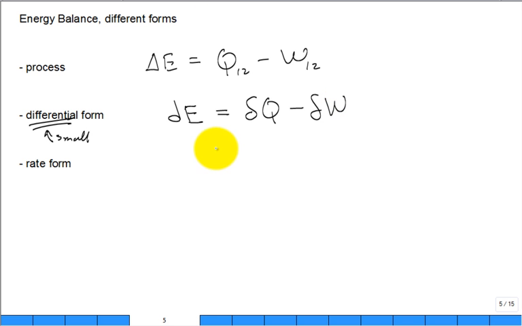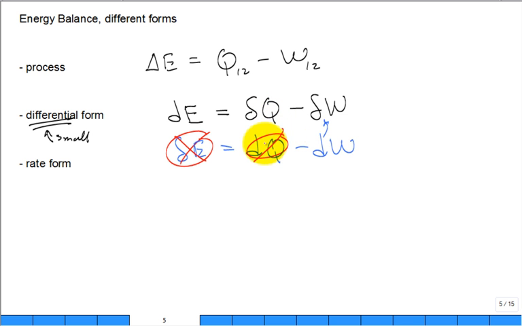Professor, why don't we write dQ minus dW? Why is this funny delta there in front of the Q and the W, and not a delta E? Because they're non-property. That's right. This is incorrect syntax-wise because it's a property, it's a d difference. This is incorrect here and incorrect there. So we want to emphasize that these are small interactions, not small changes in properties.